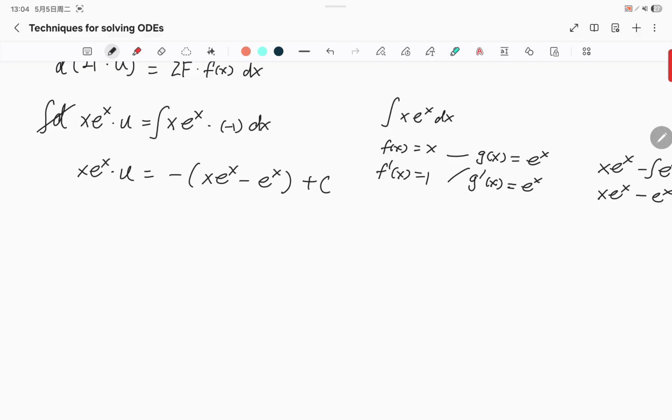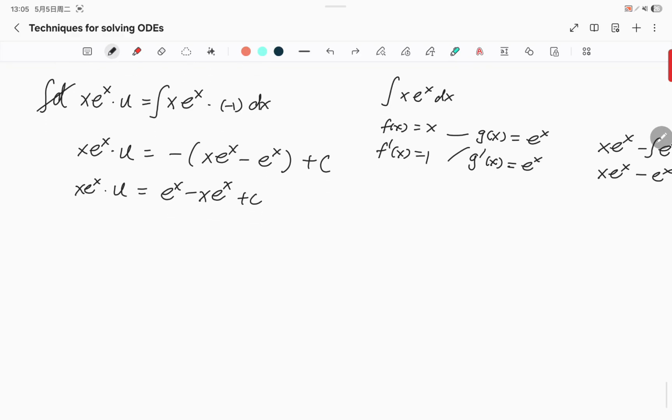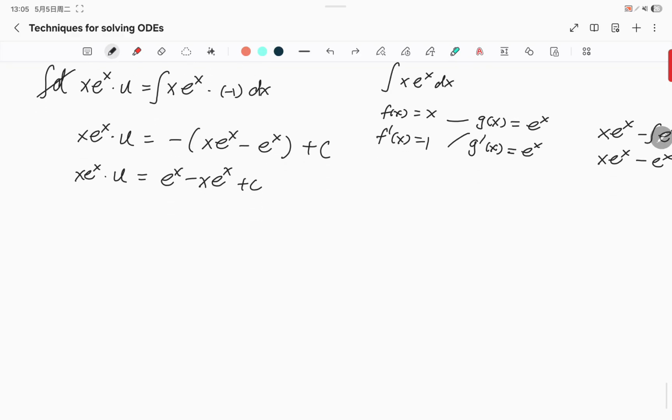So let's just open it up. So x e to the x times u is equal to e to the x minus x e to the x plus c. This is ugly. You open this up, this becomes plus, right? And then plus c, and minus the -1. And now we need to simplify u by dividing both sides by x e to the x. So e to the x divided by x e to the x is 1 over x, minus just 1, plus c over x e to the x.